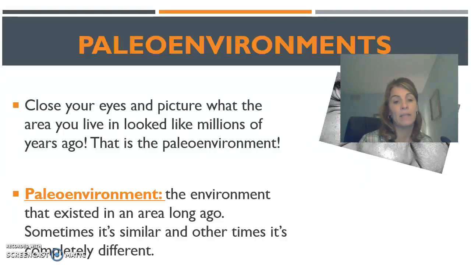Paleo environment is the environment that existed in an area long ago. Sometimes it's similar to, and other times it's completely different. But again, remember, sometimes it happens in cycles, right? So it can be somewhat predictable.